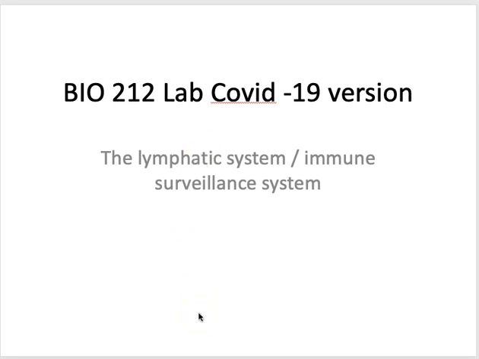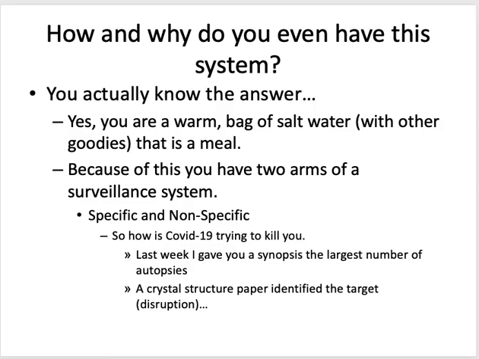Okay, so we're going to be looking at the lymphatic and immune surveillance system today. And so really what I want you to be thinking about is how and why do we actually even have this system? And you already know the answer to that question. It's because you're a warm bag of salt water with other goodies that other organisms can utilize. And, of course, that makes you a meal. And a meal means many different things.